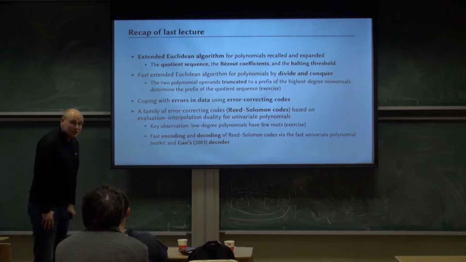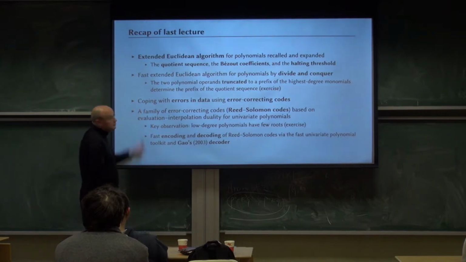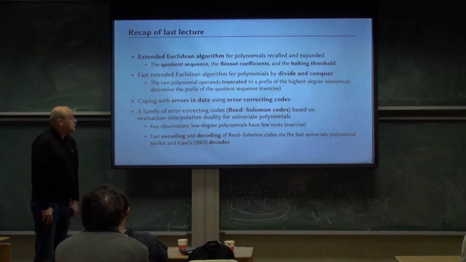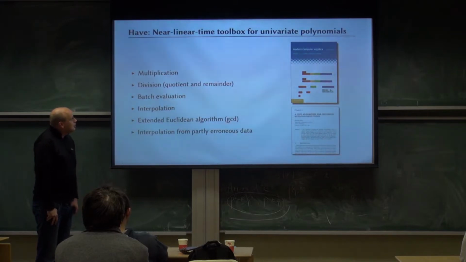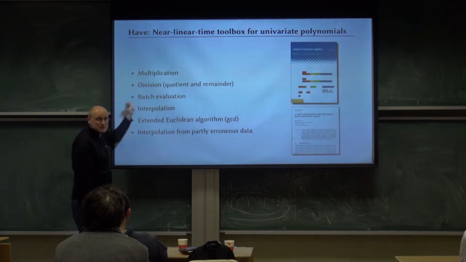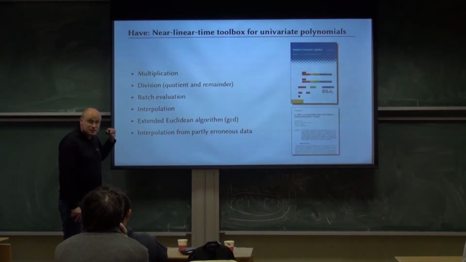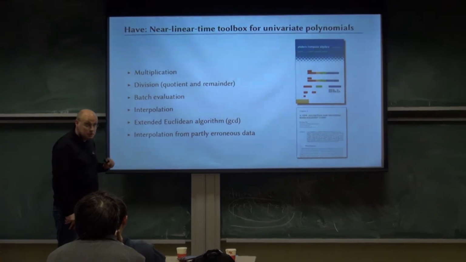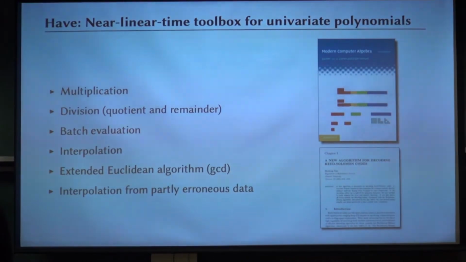We completed the near linear time toolkit for computing with univariate polynomials, with the fast extended Euclidean algorithm and also the Gauss decoder for Reed-Solomon codes that runs in near linear time. So in this lecture, we can benefit from the entire toolbox. We know how to multiply fast, how to divide fast, how to do fast batch evaluation, how to interpolate fast in the error-free case, how to do an extended Euclidean algorithm or greatest common divisor computation, and also how to interpolate in the presence of a modest amount of errors.